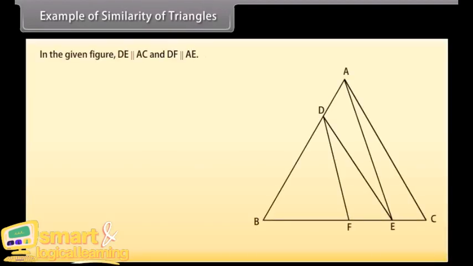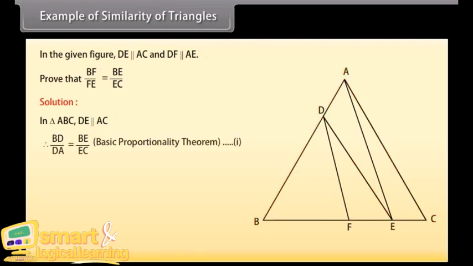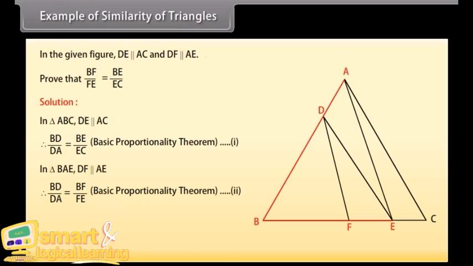Example of similarity of triangles. In the given figure, DE is parallel to AC and DF is parallel to AE. Prove that BF upon FE equals BE upon EC. Solution. In triangle ABC, DE is parallel to AC. Therefore, BD upon DA equals BE upon EC by the basic proportionality theorem. Mark it as 1. In triangle BAE, DF is parallel to AE. Therefore, BD upon DA equals BF upon FE by the basic proportionality theorem. Mark it as 2. Now, from first and second, we obtain BE upon EC equals BF upon FE.